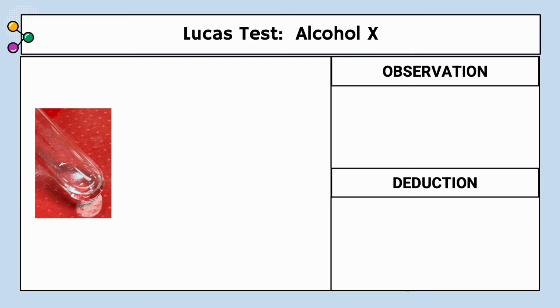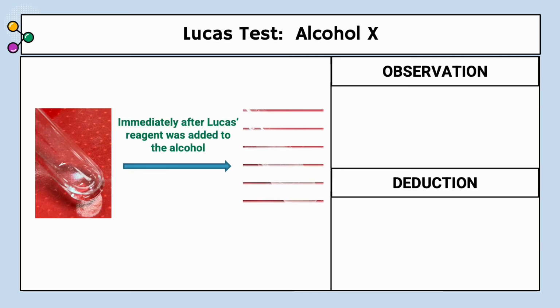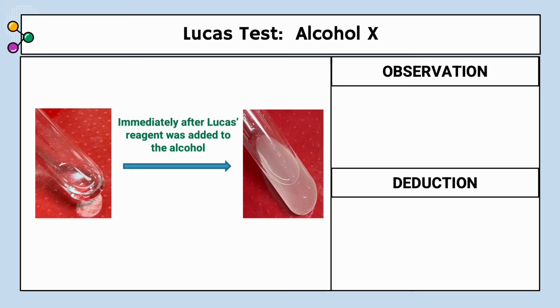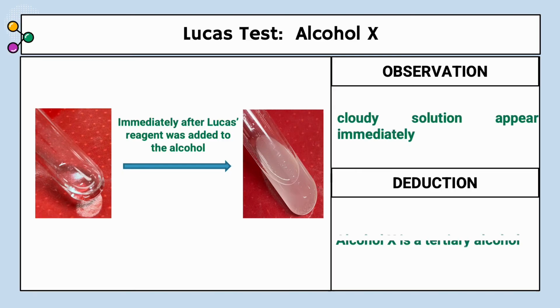So alcohol X kita treat dia dengan Lucas reagent. Immediately after the mix, awak akan nampak cloudy solution itu appear immediately. So the deduction yang kita boleh buat adalah kalau dia appear immediately, alcohol X is a tertiary alcohol.